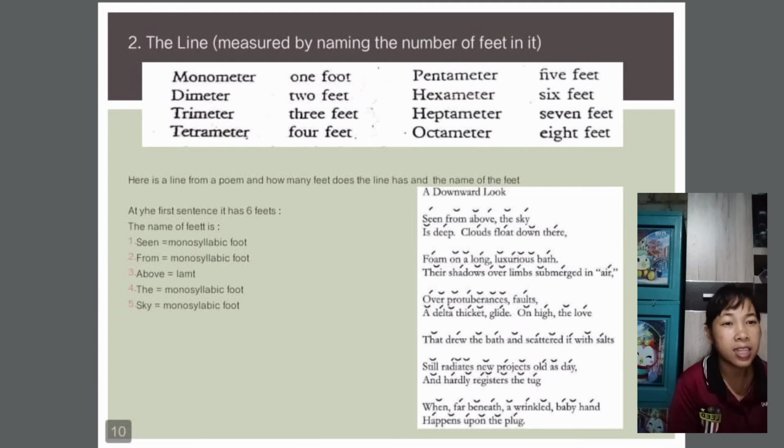It has unstressed meaning. So seen is monosyllabic foot, and then from is also monosyllabic foot. Above, it's called land. The is the monosyllabic foot, and then sky is the monosyllabic foot as well. That's all about the line, and then the next explanation is about stanza.